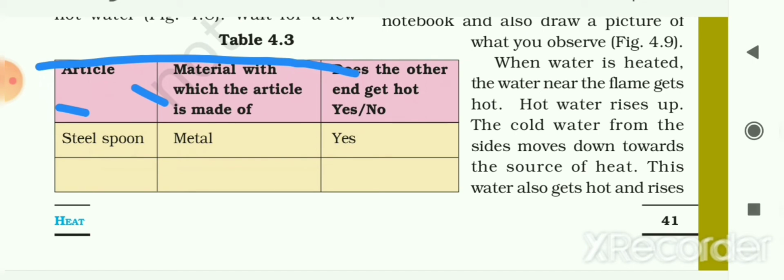You have to write the name of the material, and in the last column, does the other end get hot? You have to write yes or no. After putting the objects in hot water, does the other end of these objects get hot or not? So you have to write that. Here one example is given to you, that is of the steel spoon. It is made of metal, and after a few minutes, if you observe, its other end gets hot. So here it is written yes. Now let me see this observation for the different objects.